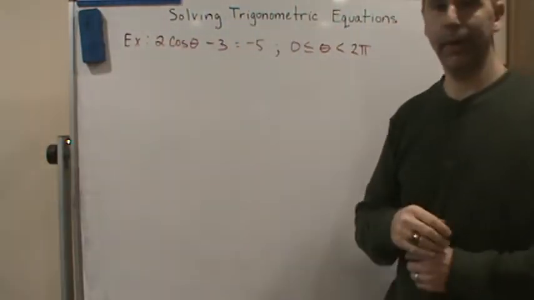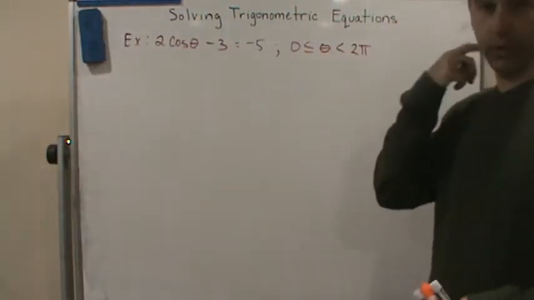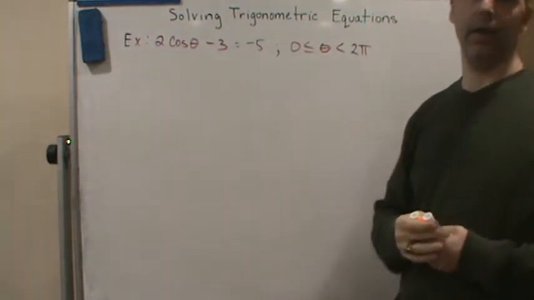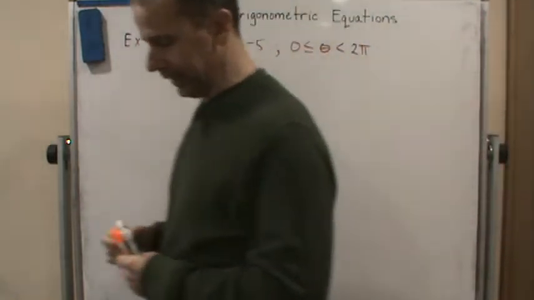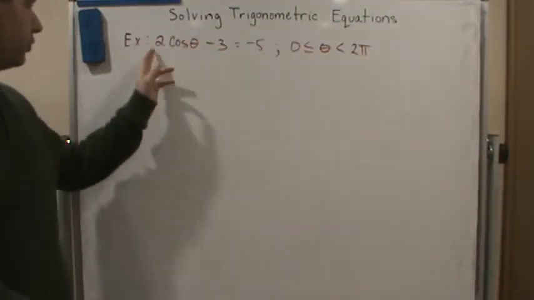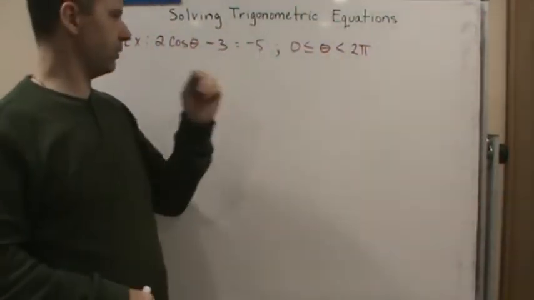Okay, so welcome back. And now what we're going to do is an example of solving another trigonometric equation. This one's a little bit more complicated. So we have 2 cosine theta minus 3 is equal to negative 5.